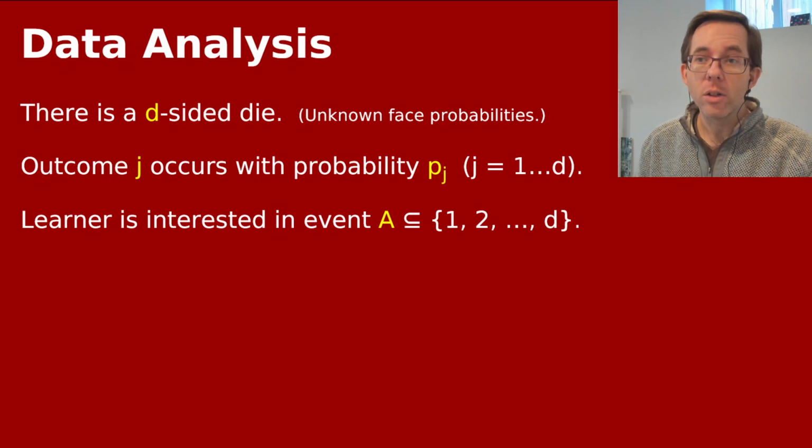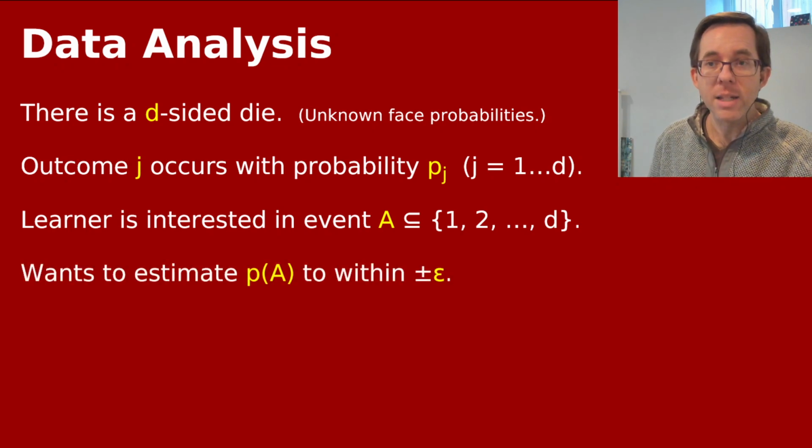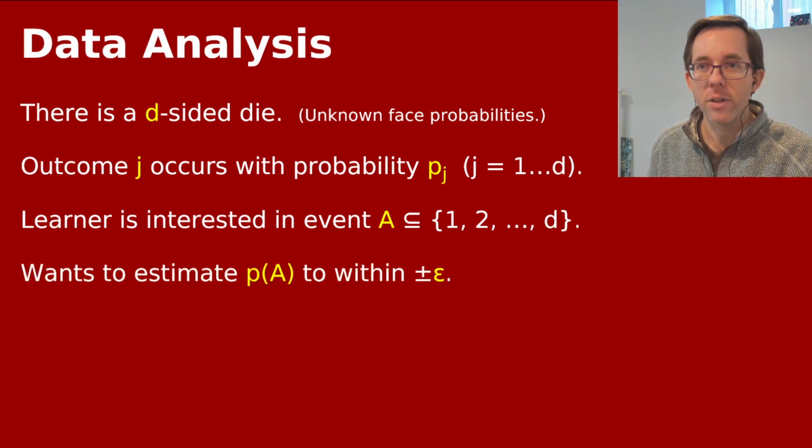And you, as the learner, are interested in a certain event. And what is an event? An event is nothing more than a subset of the outcomes 1 through d. So maybe A is the event of all odd outcomes, or, I don't know, prime number outcomes. And you would like to estimate the probability of this event under the probability distribution p. And I'll write that quantity as p of A, up to some tolerance plus or minus epsilon.